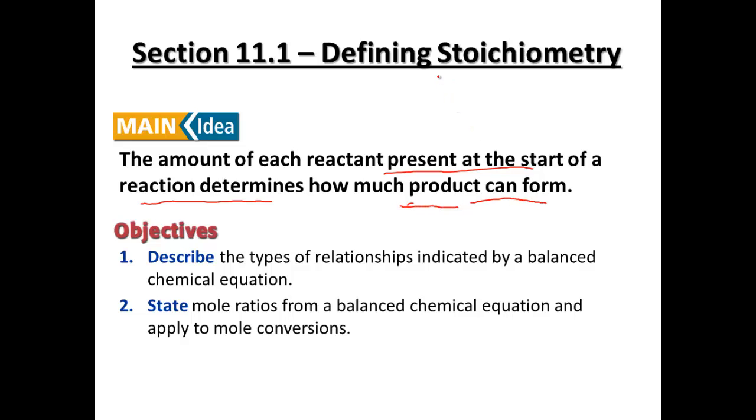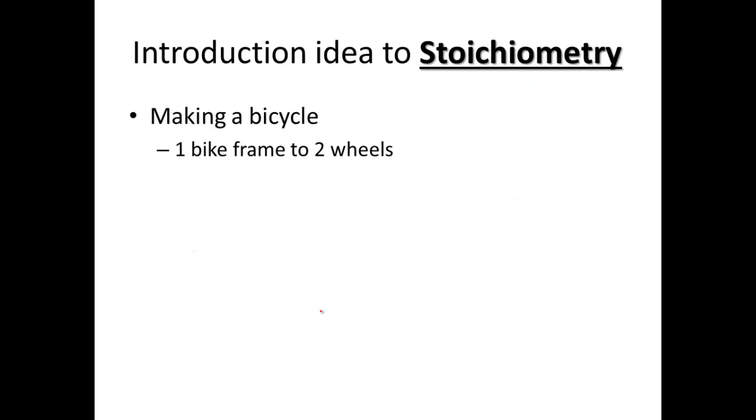The term stoichiometry is going to be our big term coming up. It's the relationships in our balanced chemical equations, and we're going to hear the term BCE, balanced chemical equation, a lot. It states the mole ratios from balanced chemical equations and applies mole conversions. So this is why the mole has become so important to us as we go forward.